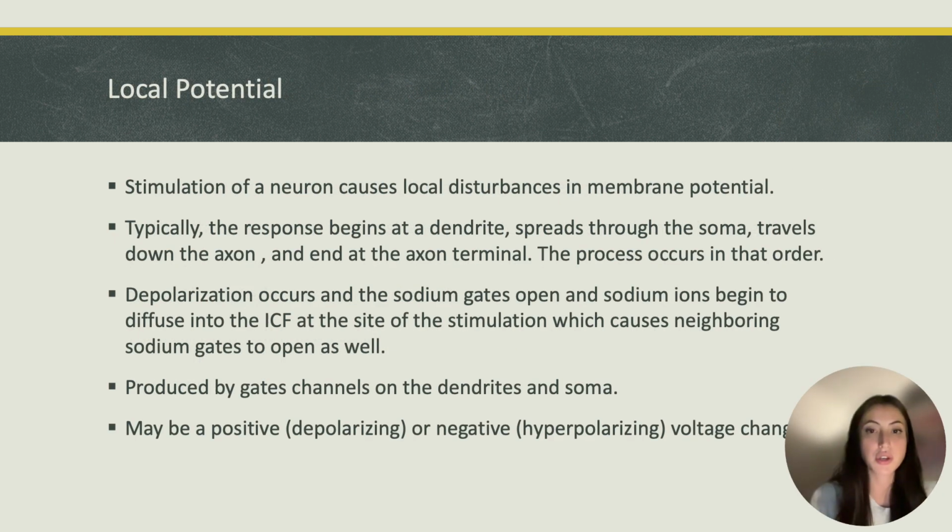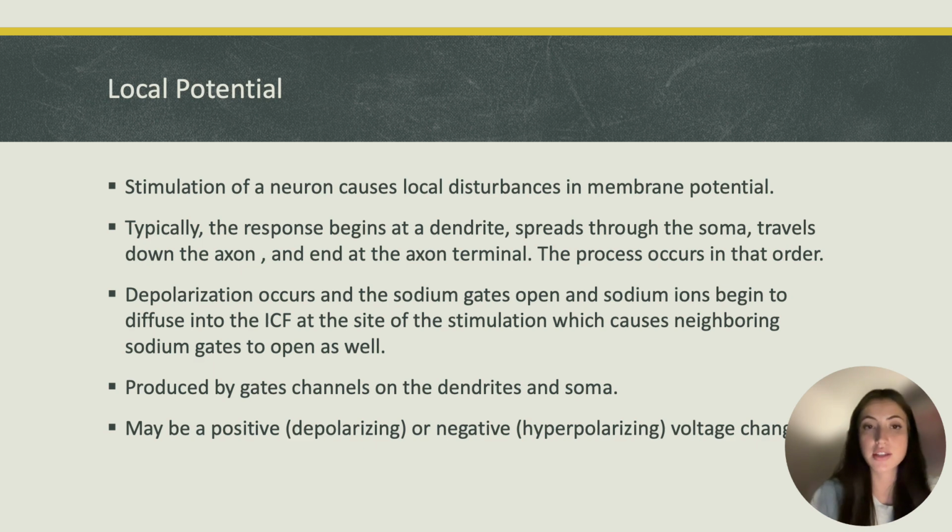A local potential is when the stimulation of a neuron causes local disturbances in the membrane potential. Typically, this response begins at a dendrite, spreads through the soma, and travels down the axon. At the end of the axon, the process ends at the axon terminal. That is the order of the process.